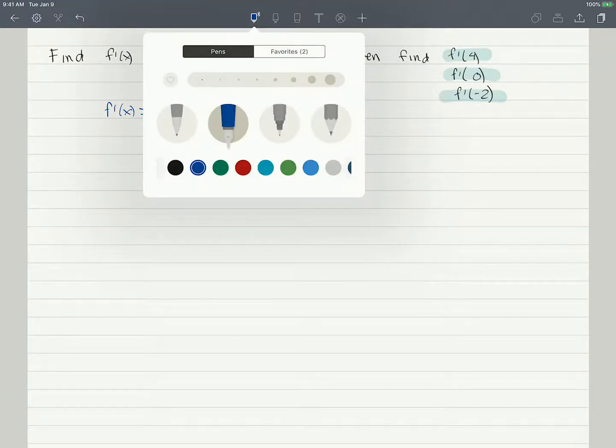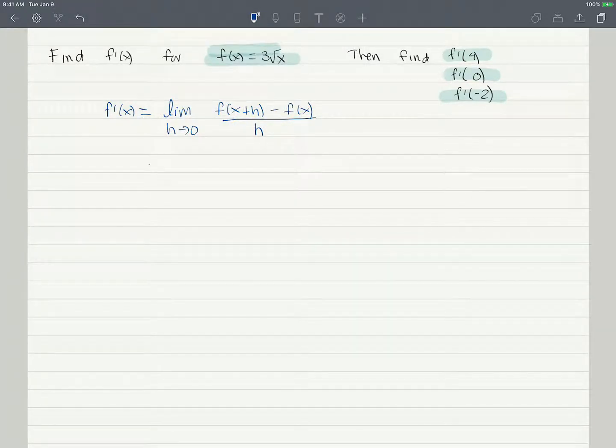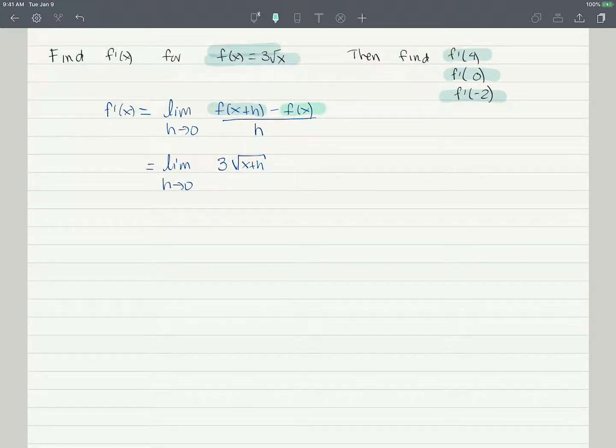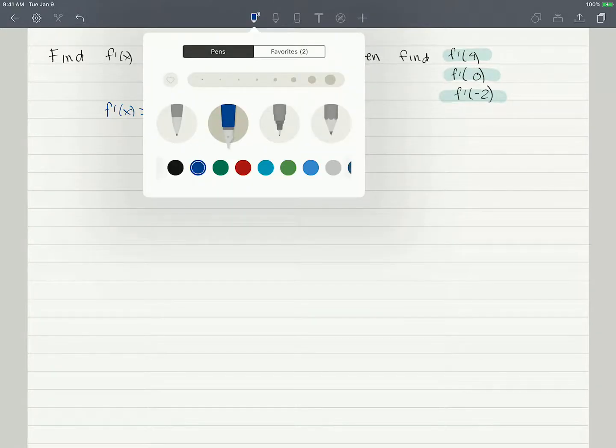Algebraically, I need to find this limit, and I have to evaluate the function at x plus h. My function is 3 root of x, so when I evaluate at x plus h, it becomes 3 times the root of x plus h. That's this part here. And now I'm going to do minus f of x, so minus 3 root of x. And this is this part here.